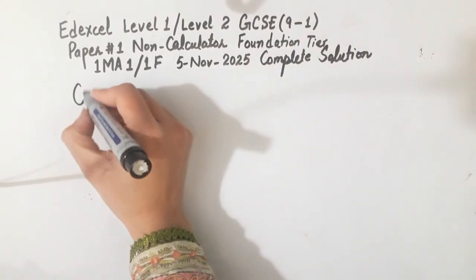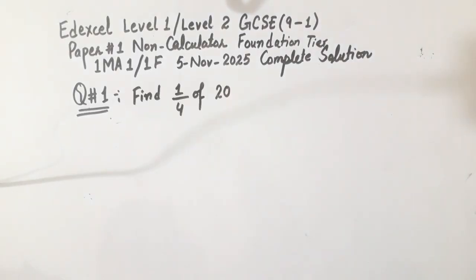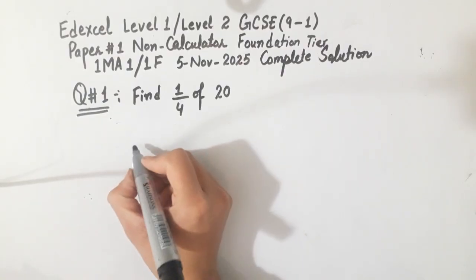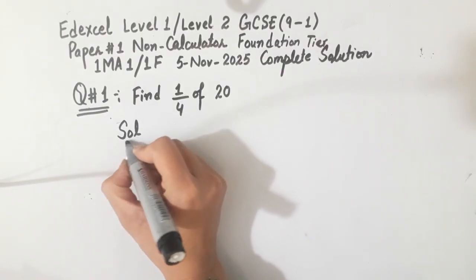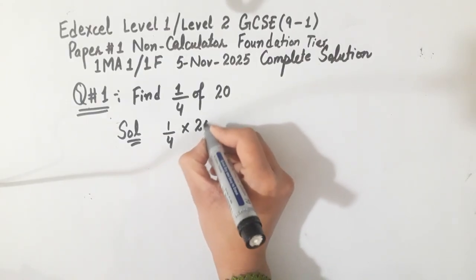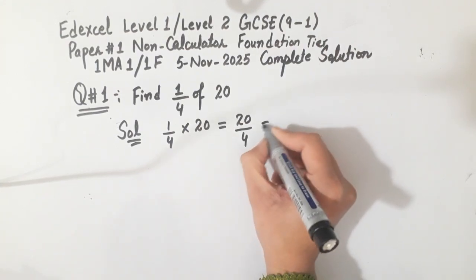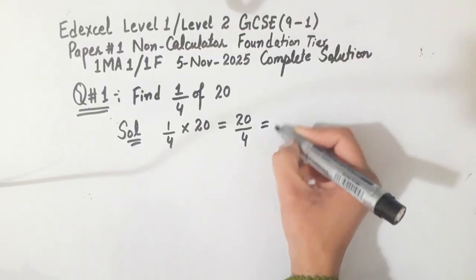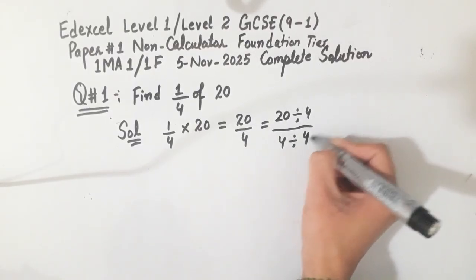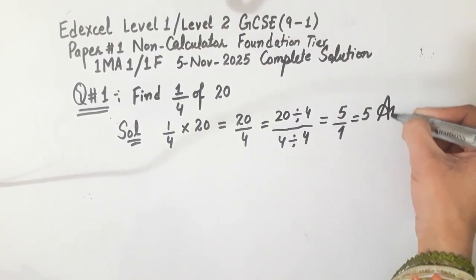Now question number 1 is find 1 by 4 of 20. So how we will solve this? You have to understand that "of" means multiply. So 1 by 4 multiply by 20, we will get 20 by 4, and both are divided by 4. So 20 divided by 4 and 4 divided by 4, we will get 5 by 1. That means 5 is the answer.